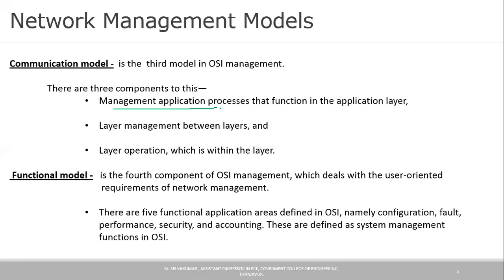The application layer is the top layer of the OSI protocol, and the functions of application layer processes are handled by this communication model. Another component is the layer management between layers. The communication between the layers, the physical layer, the data link layer and the logical layer, and between the different layers of the OSI model, is managed by this communication model of the OSI. Then there is layer operation, which is within the layer. Within the layer, there are some operations being done.